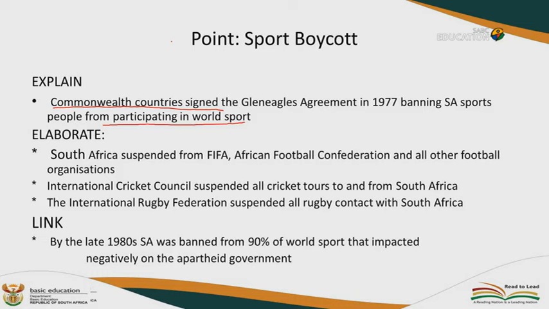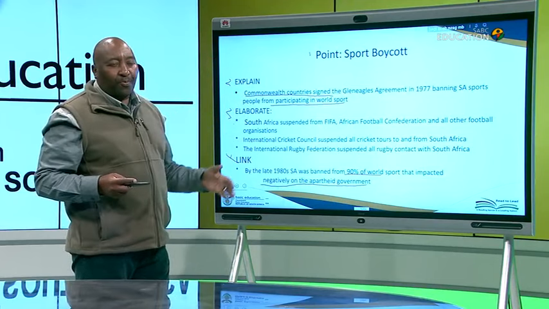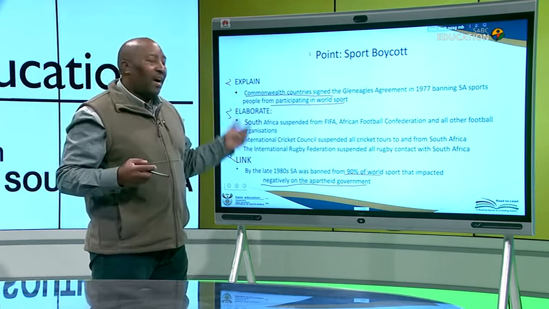Now, when you elaborate, remember this is a PIEL structure. We start with a point, we explain, we give an example or elaborate, and link. When you elaborate, you would say, South Africa was suspended from FIFA, from African football, as well as other football organizations. That is the example that you are giving in edifying your explanation. Then when you link back, you would say, by the late 1980s, South Africa was banned from 90% of world sport, and that impacted negatively on the apartheid government. Remember the question: how did the international organization lead to the fall of the apartheid government? So under sports boycott, we can see that the government was highly affected.